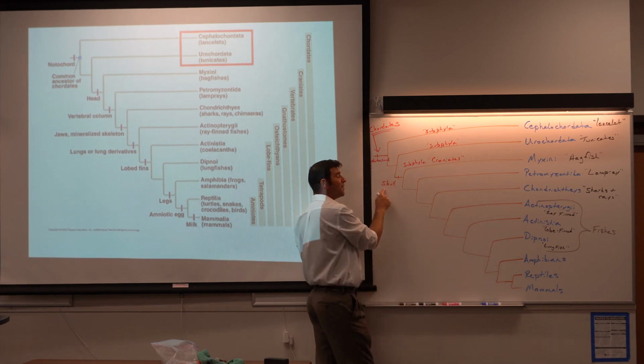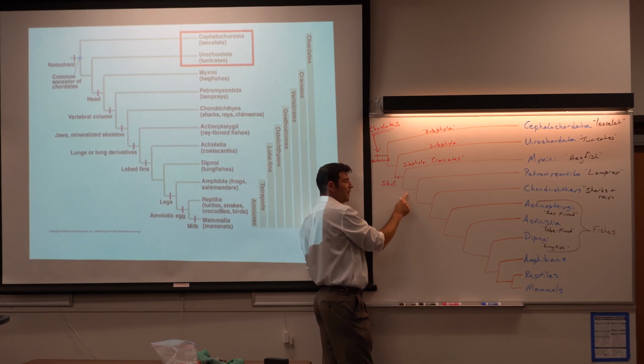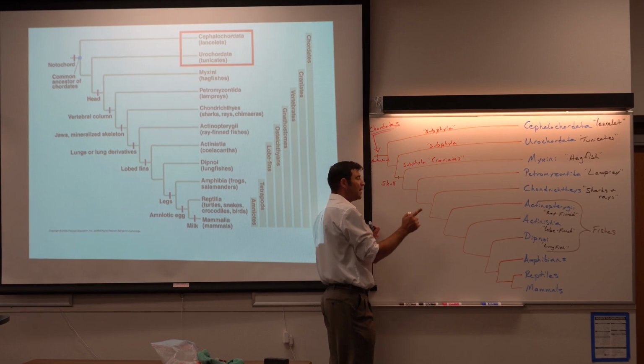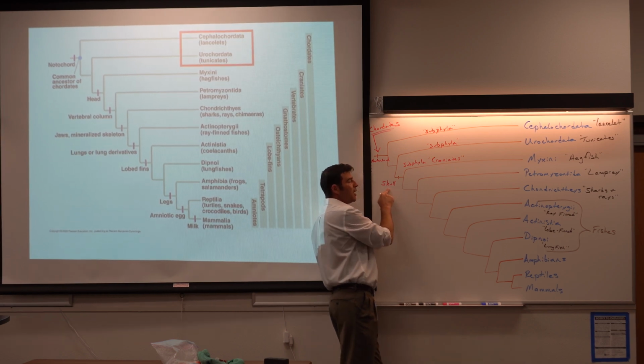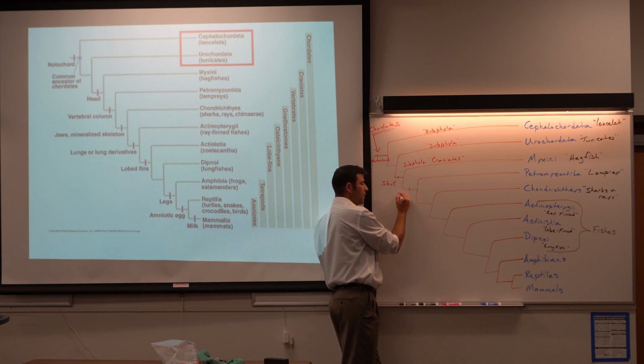So Craniates have a skull. Everything past this branch is going to have a skull, but we can see there are more forks in the road, so there are additional characteristics that we're going to add. Let's just list each of those. So if we look inside this clade of Craniates, anything that has a skull, we're going to see that there is another nested group called Vertebrates.